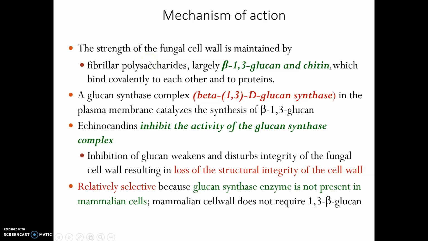The mechanism of action is that they inhibit the activity of the glucan synthase complex. Beta-1,3 glucan and chitin are the main components of the cell wall, and they inhibit glucan formation. Thus they are relatively selective, because glucan synthase enzyme is not present in mammalian cells. Glucan synthase is inhibited in the fungal cell and no glucan is synthesized. So what happens? No glucan is formed, no cell wall will be functioning in the fungus, and so it can easily be phagocytosed.